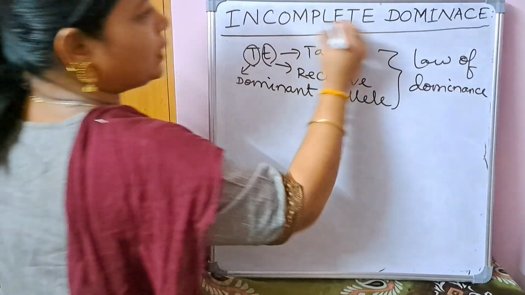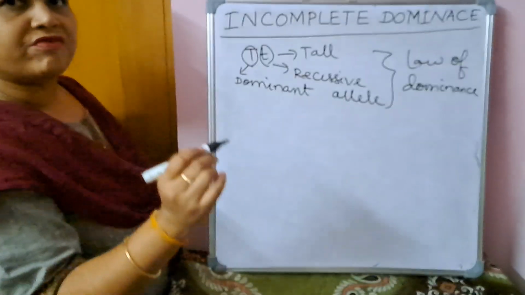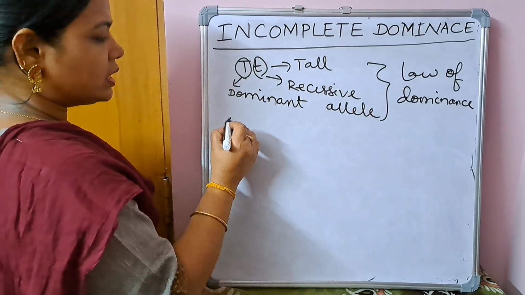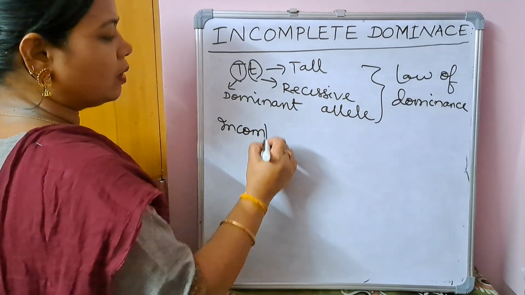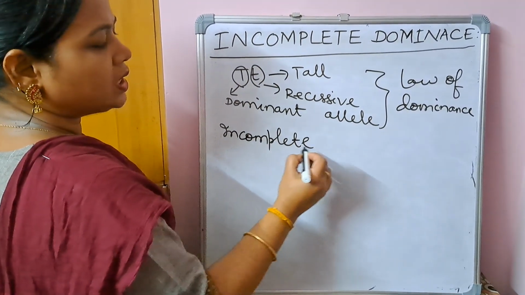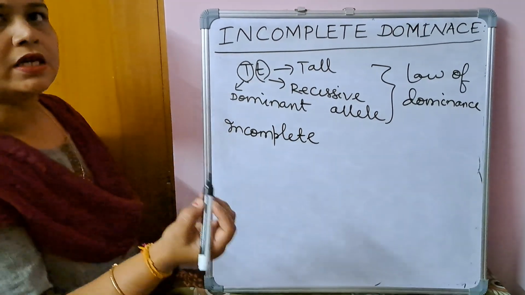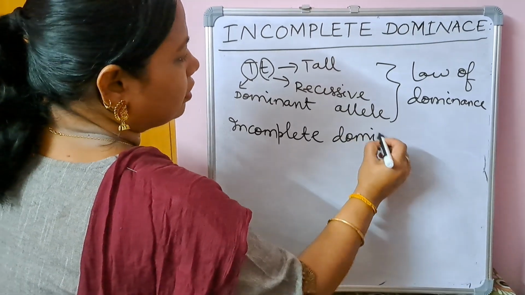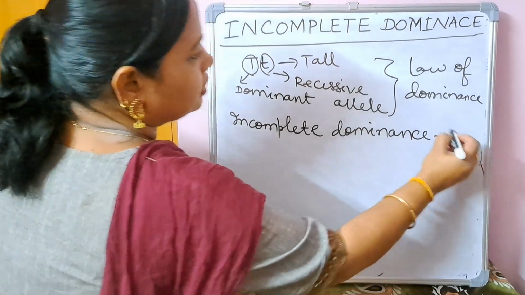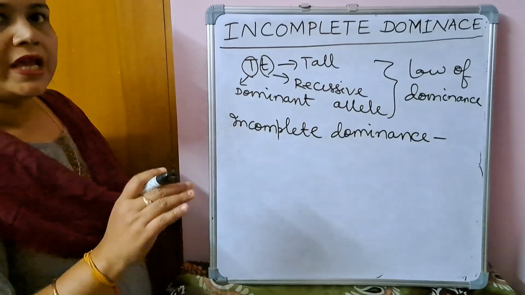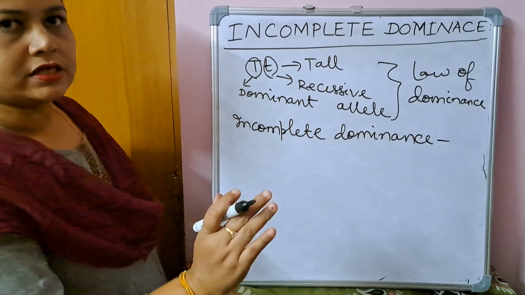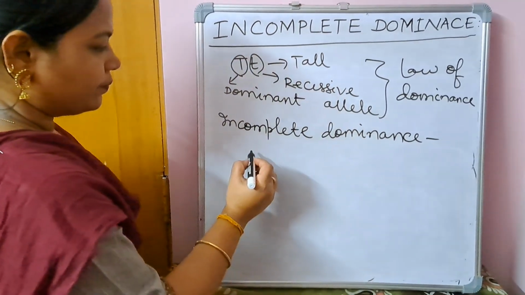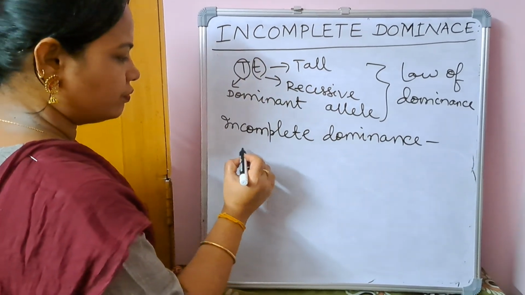But incomplete dominance is just a deviation from Mendel's law of dominance. And what is incomplete dominance? Incomplete means something not expressed completely. Clear? And here the expression will be intermediate between the parents. Clear?